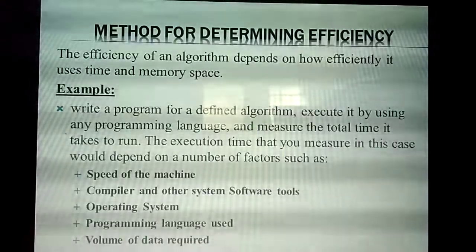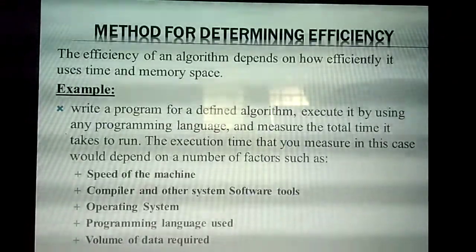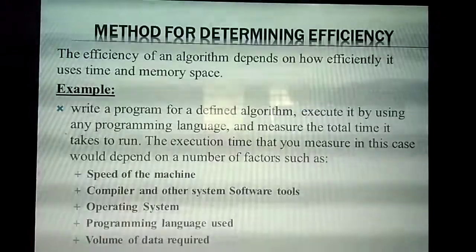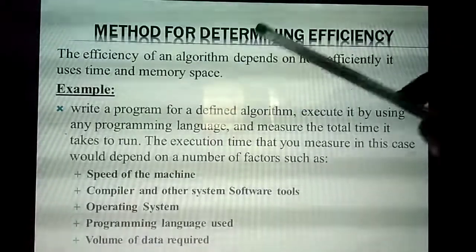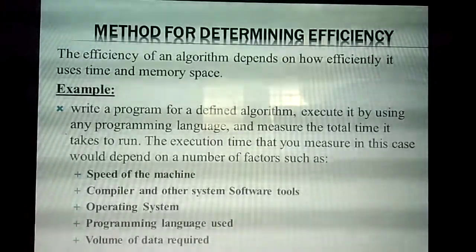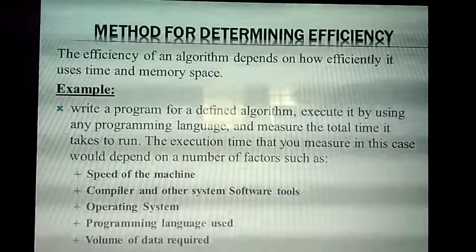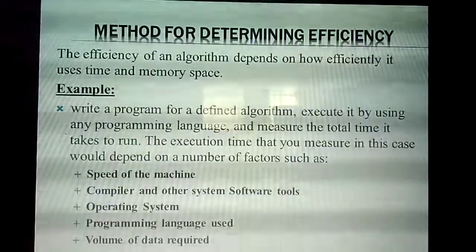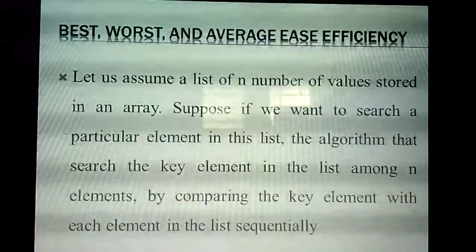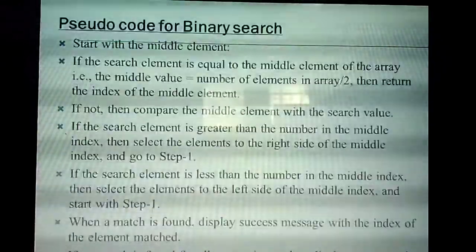Understand? So to determine the efficiency of an algorithm, there are two factors you need to take care of. What are they? Time, how much time it is required, and also memory space. So you are going to type a program in a particular programming language, then you are going to calculate the execution time of that program. So execution time depends upon some factors. What are they?